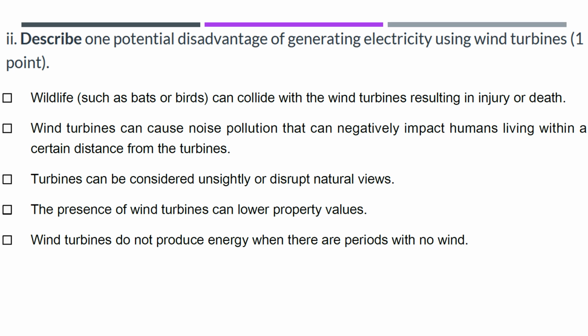So here are some of the solutions to part 2, describe one potential disadvantage. Wildlife can collide with the wind turbines, resulting in injury or death. Wind turbines can cause noise pollution that can negatively impact humans living within a certain distance from the turbines. The turbines can be considered unsightly. The presence of wind turbines can lower property values, and wind turbines do not produce energy when there are periods with no wind.